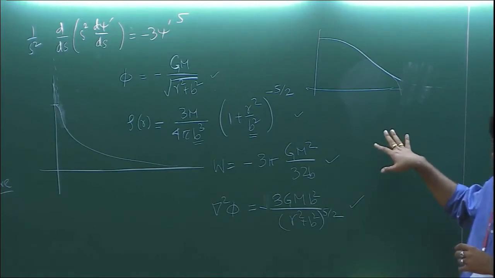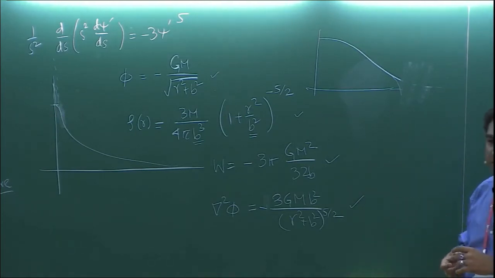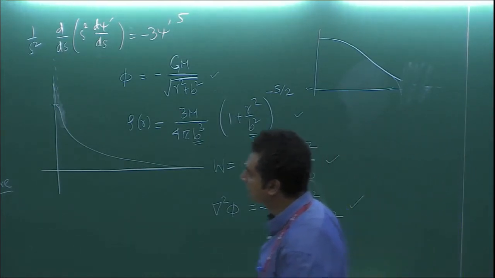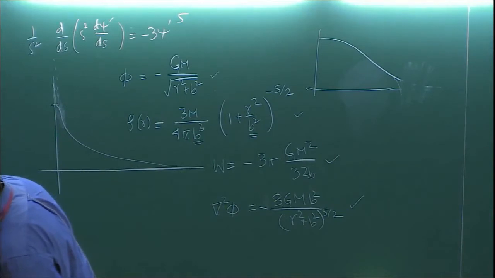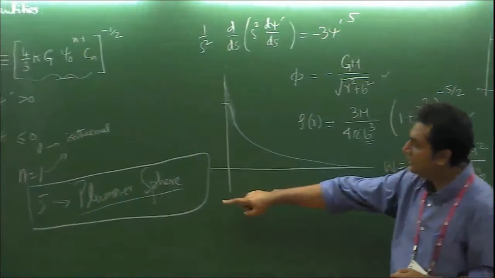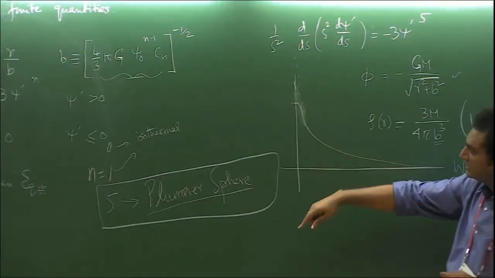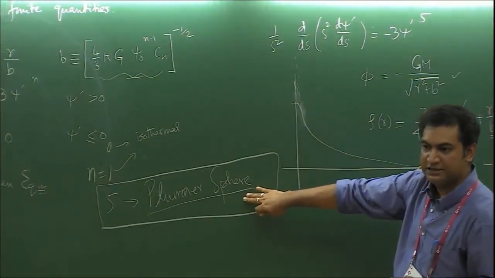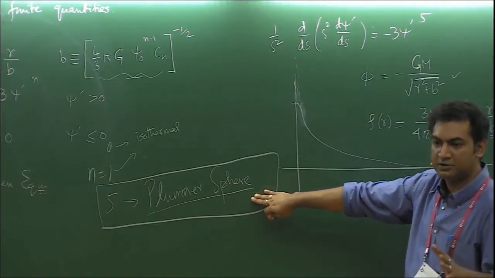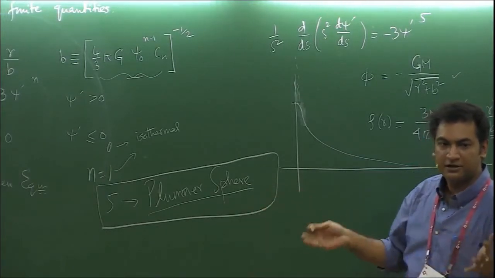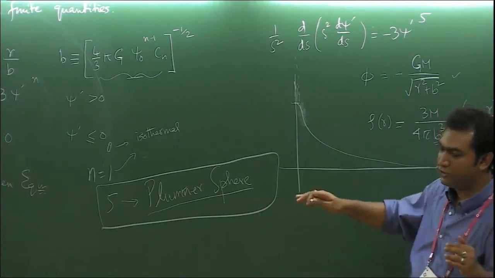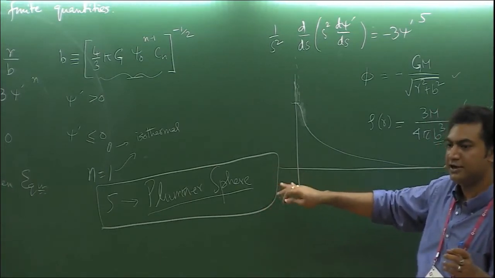So everything is clear so far? Yeah. So if you want to remember something, in polytropic stellar dynamics models, n equals 5 is what is called a Plummer sphere, and that is a reasonable approximation for the phase space distribution function in non-tidally truncated clusters or galaxies.